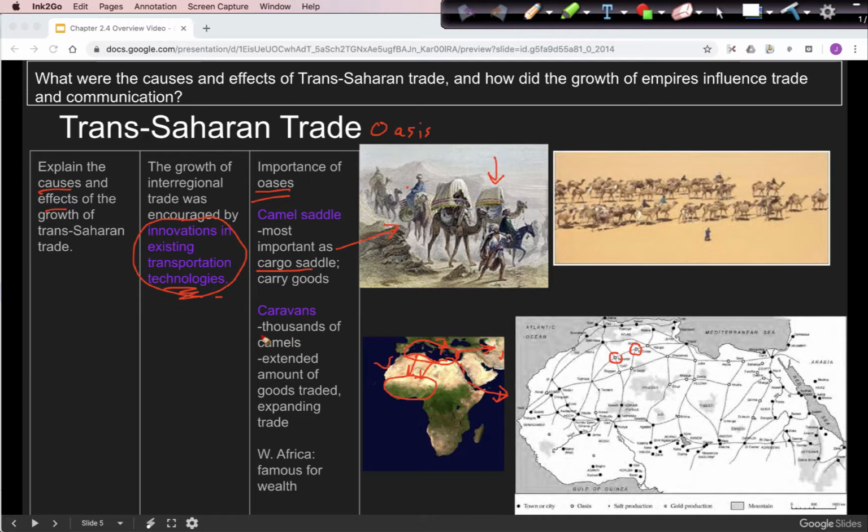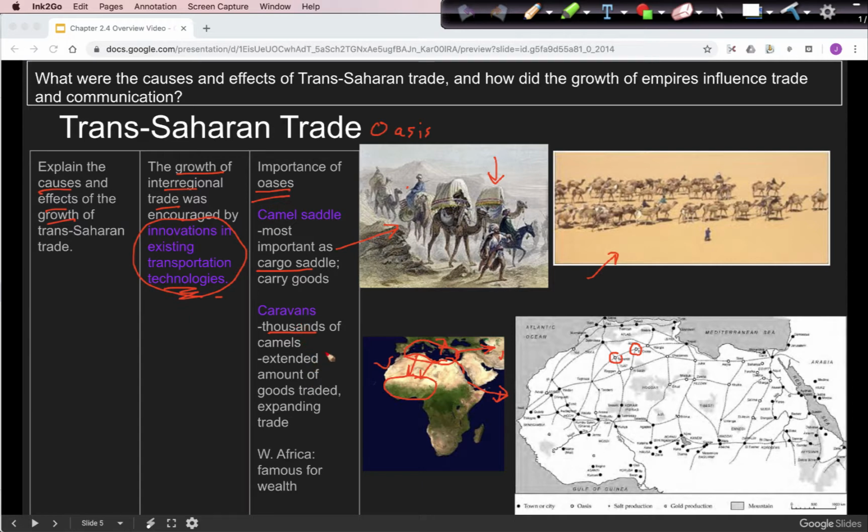These caravans got very large, sometimes up to thousands of camels. You see in this picture here. And as they get bigger and bigger, you have more and more goods that can be produced. And of course, that's going to get back to this idea of the growth of trade. That's why the camel saddle and the caravans are important, because they allow it to expand the amount of trade.